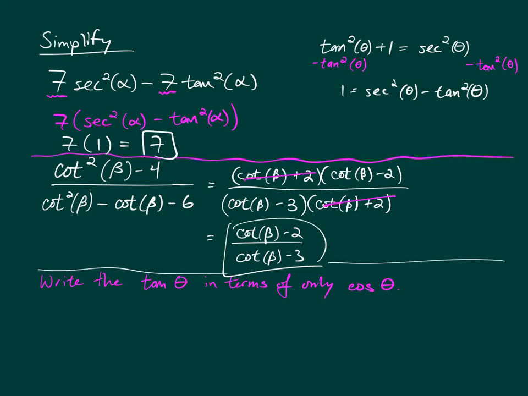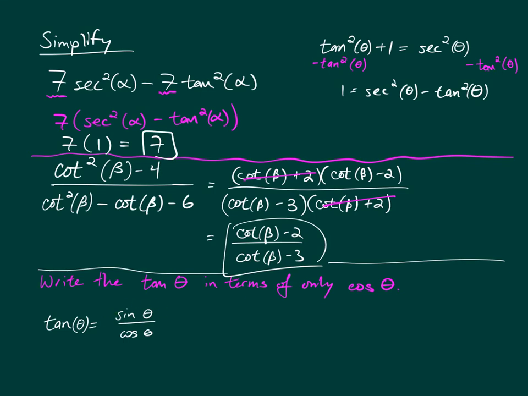And this last one, write the tangent of theta in terms of only cosine of theta. Well, we already know by the tangent ratio identity that tangent of theta is the same thing as sine of theta over cosine of theta. So in the denominator, you're set. You already have cosine. But what this is telling you to do is to turn the numerator also into terms of cosines. So the question is, do you know an identity that relates sine and cosine?